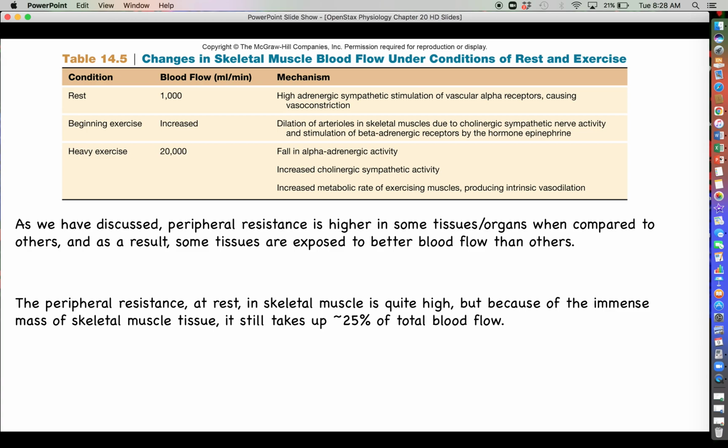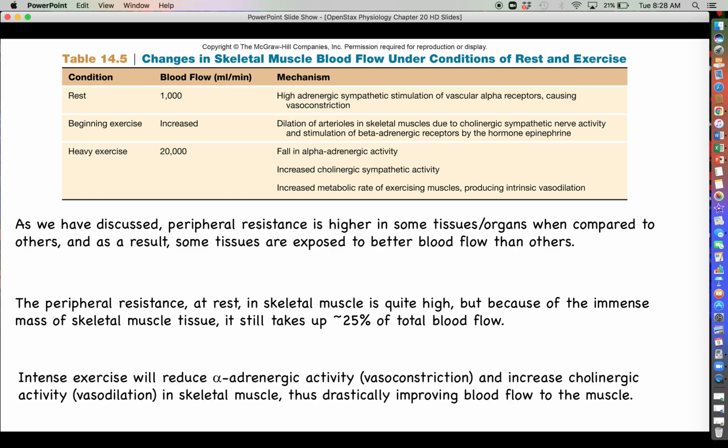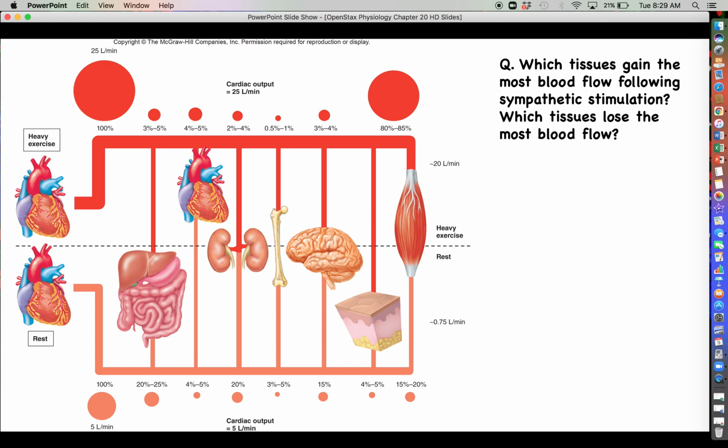So we've said that skeletal muscle has quite a high peripheral resistance, but because there is so much muscle mass, even at rest it still takes up somewhere between 1/5 and 1/4 of the total blood supply. Intense exercise will obviously activate the sympathetic division. Alpha adrenergic receptors in the vascular smooth muscle of the kidneys and the GI tract will divert a lot of that blood flow away from them and towards the skeletal muscle to get extra blood delivered to those needy tissues.